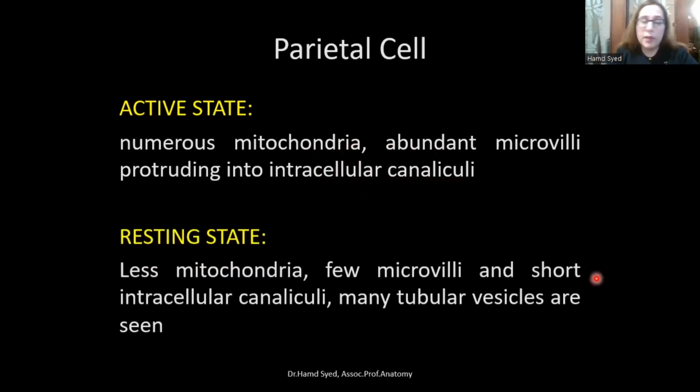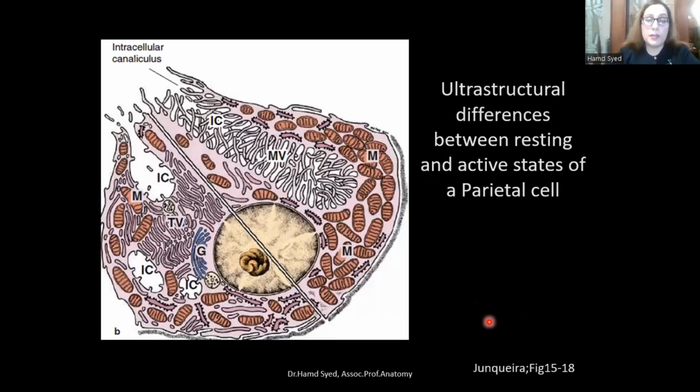But if the parietal cells are in the resting state, the number of mitochondria will be less, and the cells will have fewer microvilli, shorter intracellular canaliculi, and instead of the intracellular canaliculi, tubular vesicles will be seen. So let's look at that in a simple diagram.